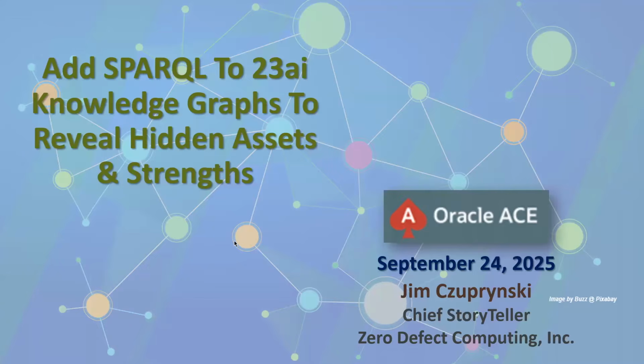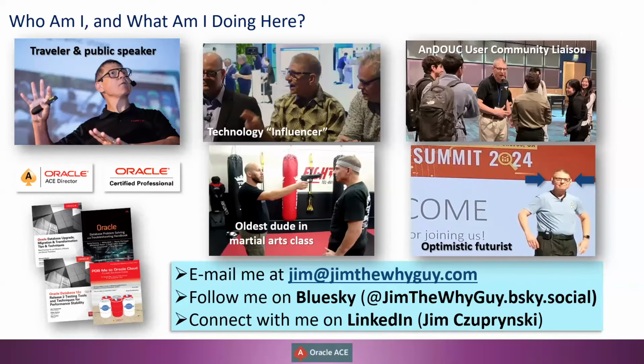Let's get started. My name's Jim Czuprynski. I'm Chief Storyteller at Zero Defect Computing Incorporated. These days, I'm basically a traveler and public speaker. I was actually at a conference a few months back, and my badge said influencer. So apparently, I'm an influencer as well.